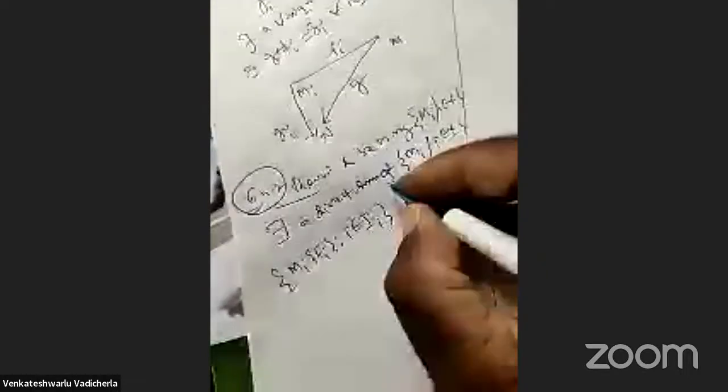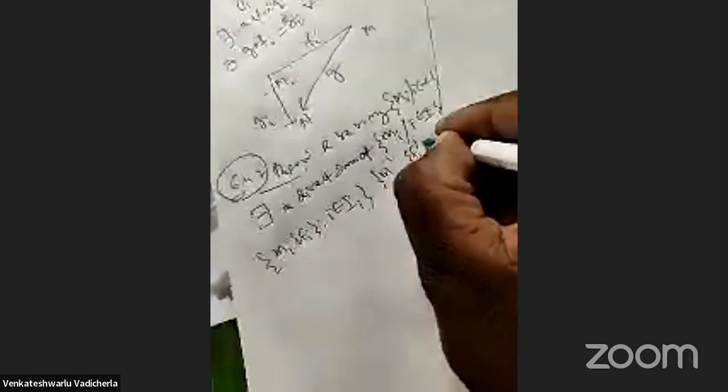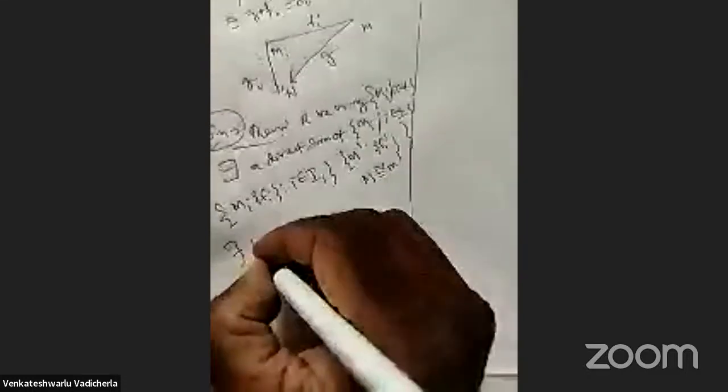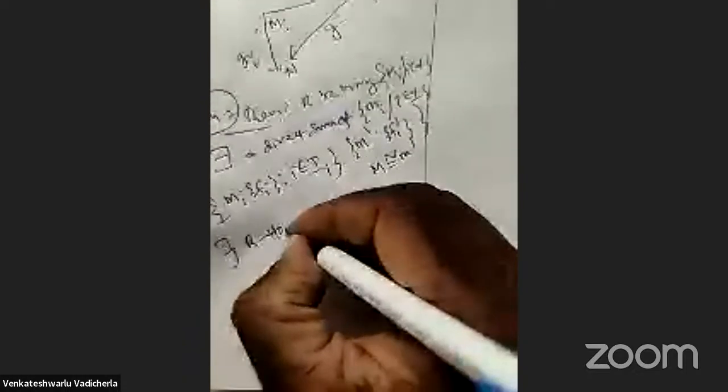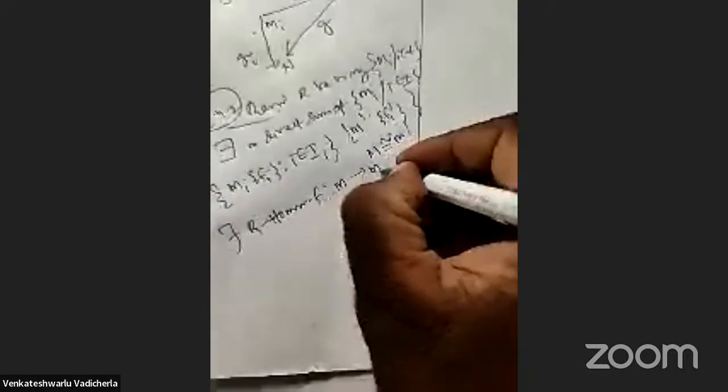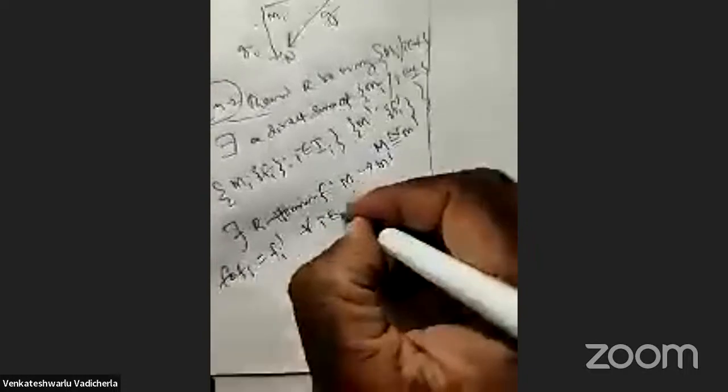Similarly, let Mi dash with Fi dash be another direct sum of this kind. Then capital M is isomorphic to M dash, and there exists an R-homomorphism F from M to M dash such that F composed with Fi is equal to Fi dash for all i belongs to capital I.